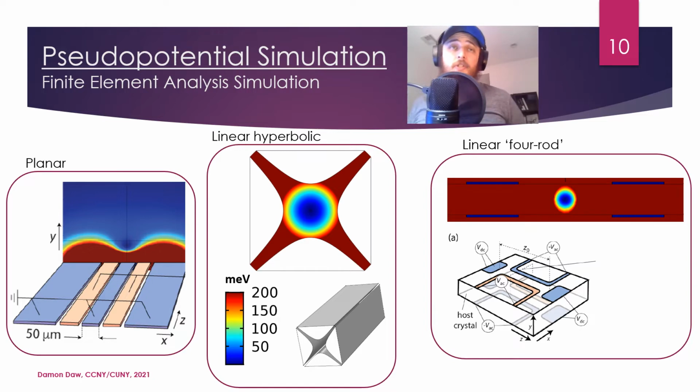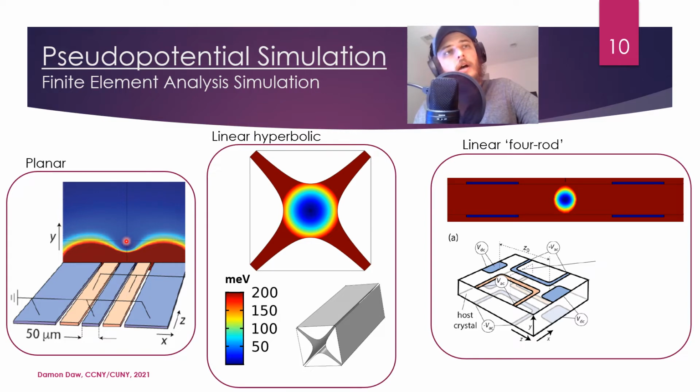We've also done a bunch of simulations to characterize the pseudopotential for different geometries. This is kind of a cool one. This is a planar Paul trap. You've got the microwave electrodes here and some ground electrodes. You can see the pseudopotential color plot here. The red means it's a higher energy. The blue means it's a lower energy.